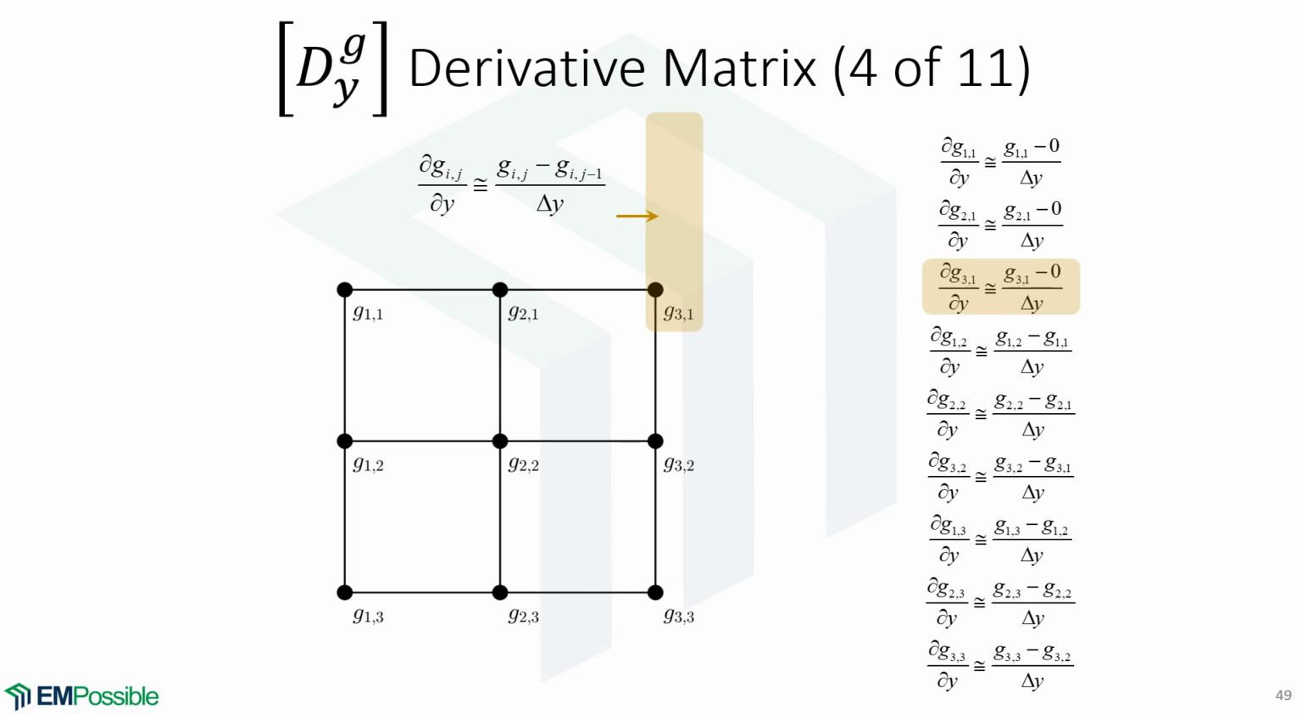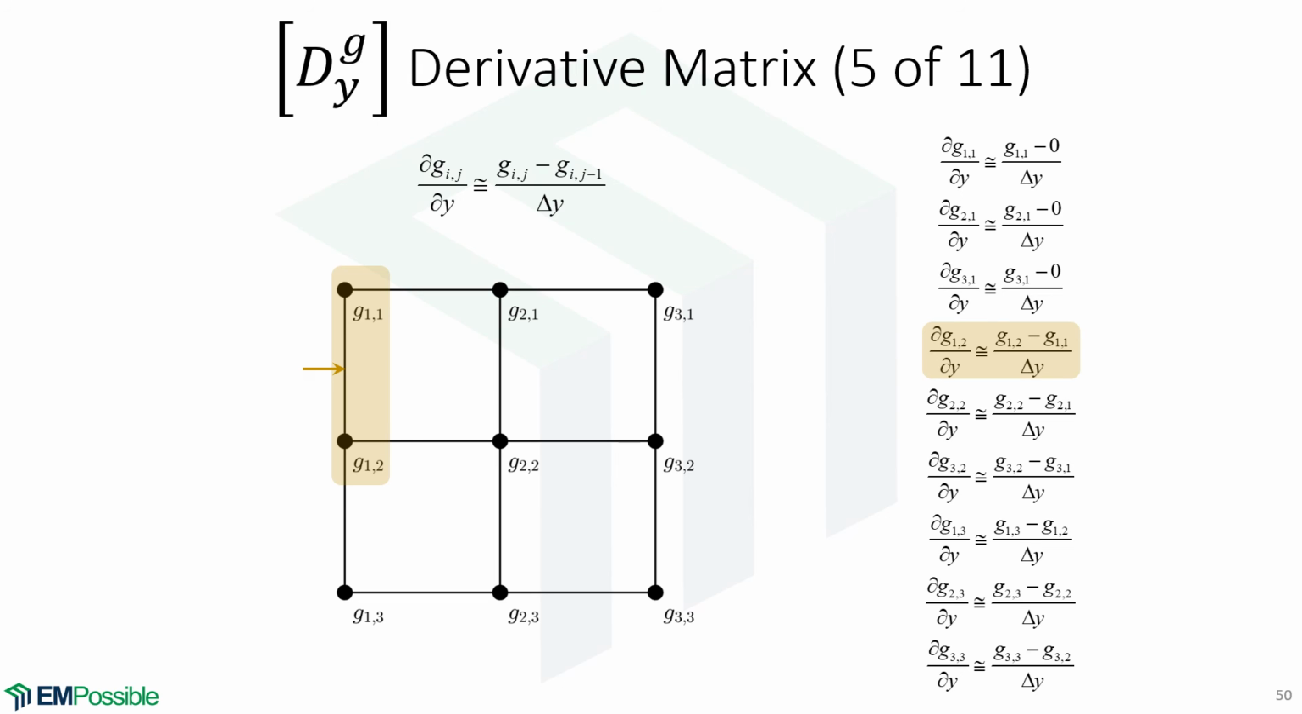We move over to the next cell. We have another boundary condition problem because we're still evaluating derivatives above the grid, and the value of g we need is from even farther outside. So our finite difference approximation would read G31 minus 0, because we're using Dirichlet boundary conditions, divided by the spacing, delta y. G31 minus 0 divided by delta y.